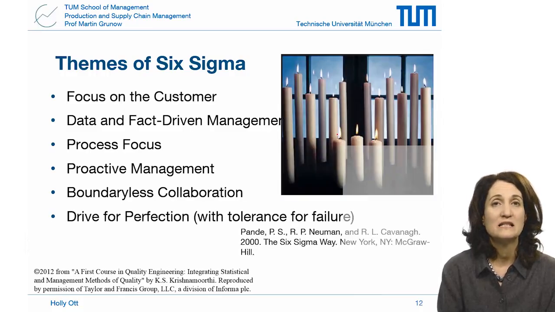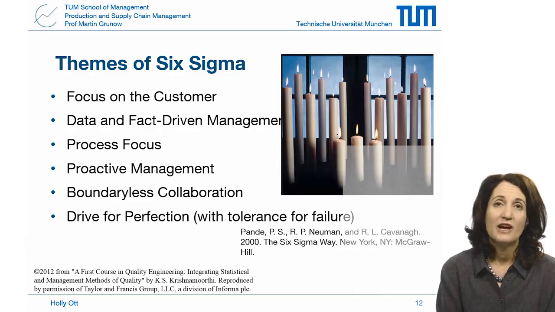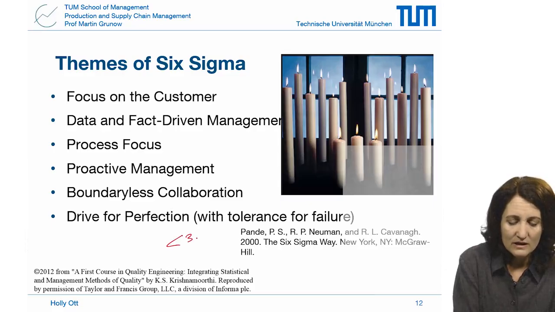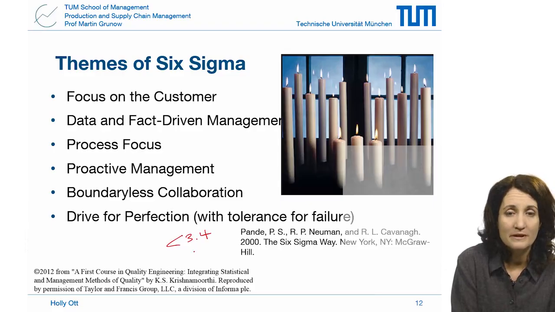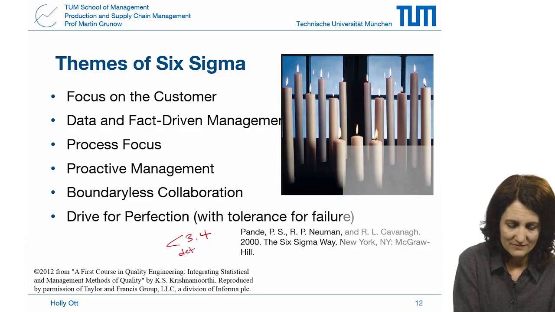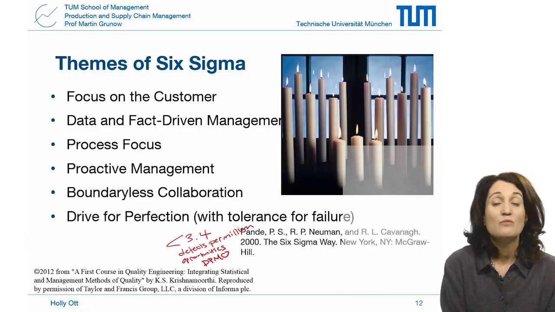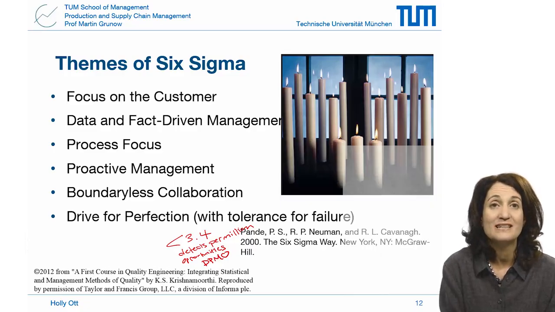And finally, the sixth theme is the drive for perfection. And this is the most important theme of the Six Sigma process. We're driving toward near perfection, and that is, in our definition, not more than 3.4 defects per million opportunities. That we come to in a minute. DPMO, we'll see that in the next lectures. Not more than 3.4 defects per million opportunities in every process.